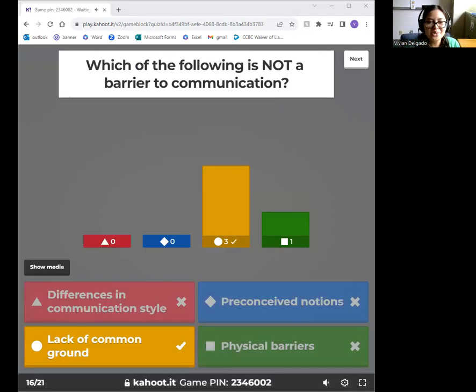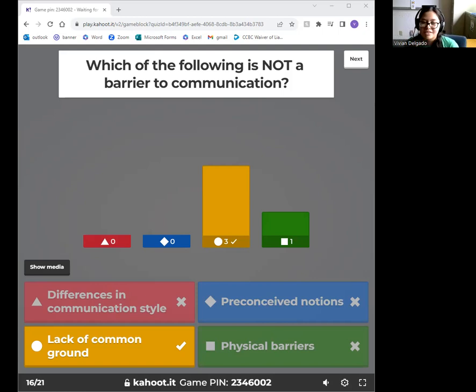Okay. So yeah, lack of common ground is not a barrier to communication. Let me explain why. Differences in communication style, preconceived notions, and physical barriers can actually all prevent communication from happening. If two people have two different communication styles, they might not be able to understand each other, like a passive person speaking to an aggressive person. The passive person may just end up giving up in the conversation and either tuning out or walking away.